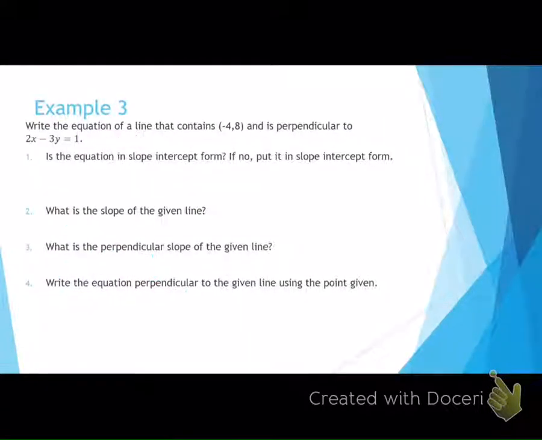All right. So write an equation of a line that contains (-4, 8) and is perpendicular to 2x - 3y = 1. Emma, is the equation in slope-intercept form? Okay, so can we just determine the slope then? What do we have to do then to get into slope-intercept form, Emma? Subtract 2x. Thank you for cleaning it up, Tanari. Emma, what do you do now?